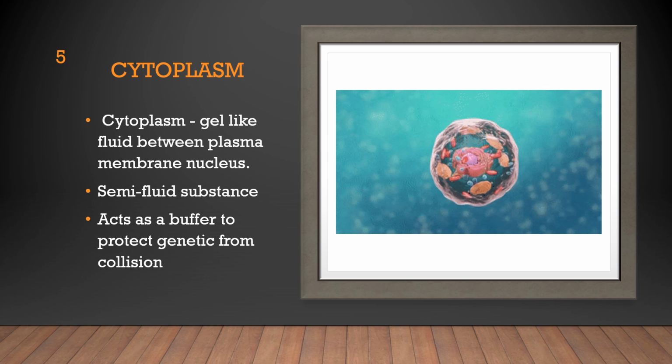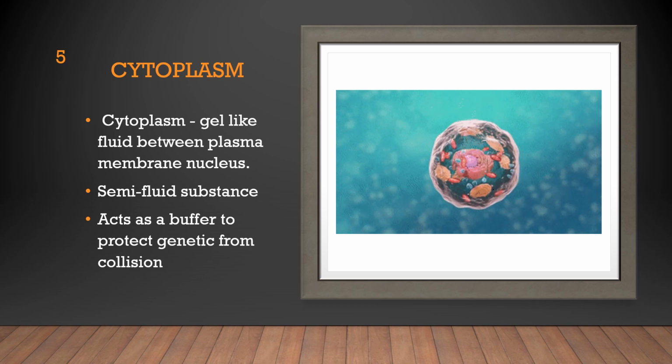It's between the nucleus and the cell membrane, so that if something collided into the cell membrane, it wouldn't then hit the nucleus and damage the nucleus or the genetic material in the nucleus. So you can think of cytoplasm as just a buffer or something that provides protection for the genetic material in the nucleus.